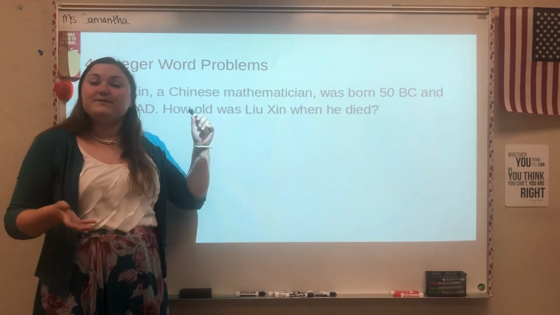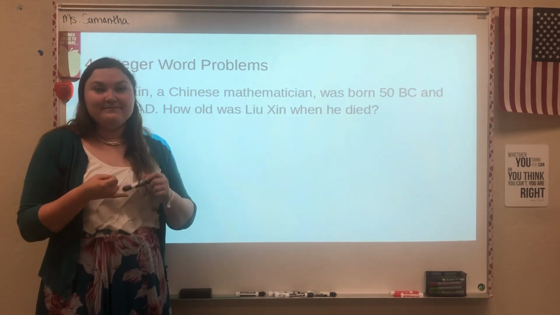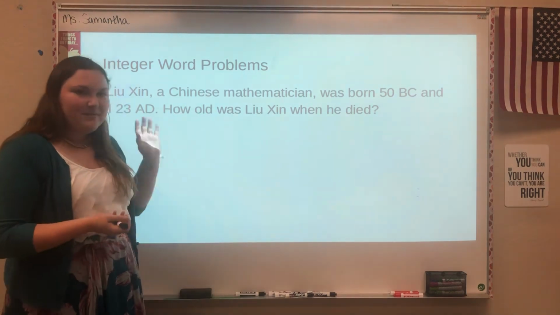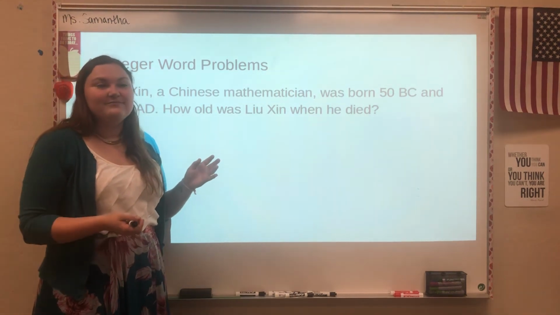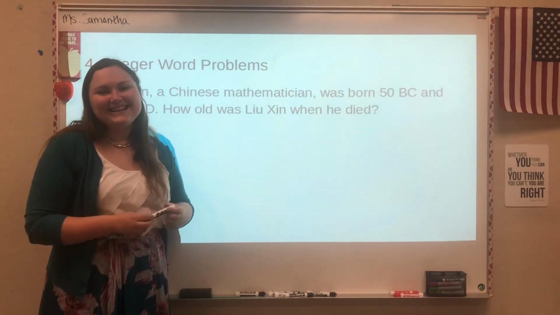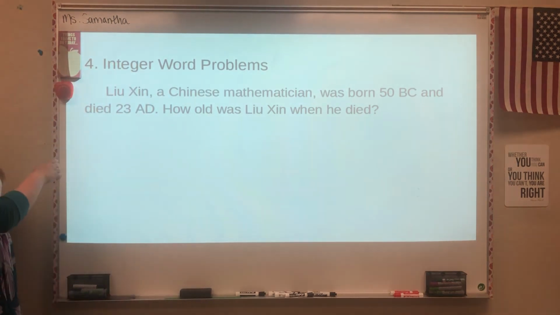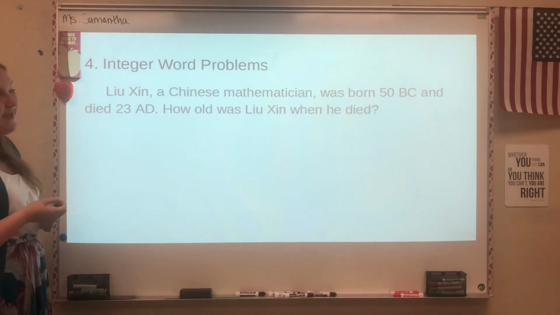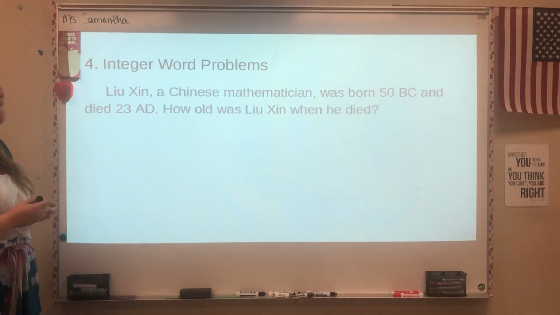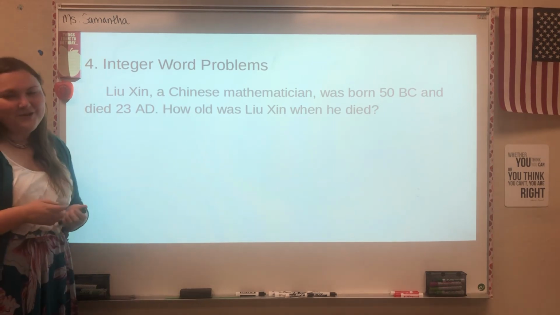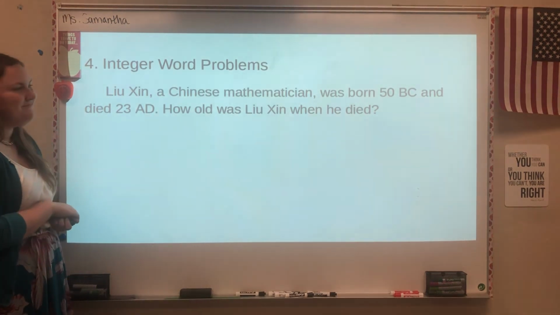A lot of our examples we worked through though were temperature and money, right? So I came up with just another example to give you another place where you could see negative numbers. So I've already kind of given you a clue for this problem. But our question says, Lucian, a Chinese mathematician, was born 50 BC and died 23 AD. And the question is, how old was Lucian when he died? Go ahead and try this one now.